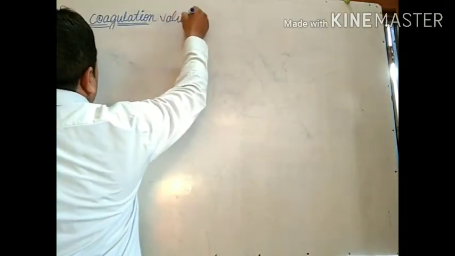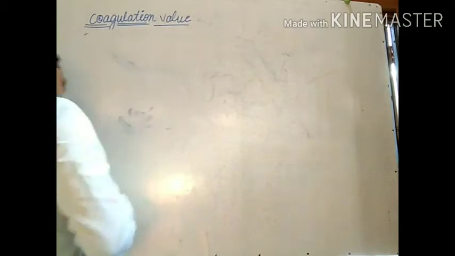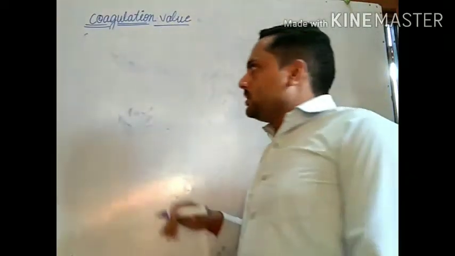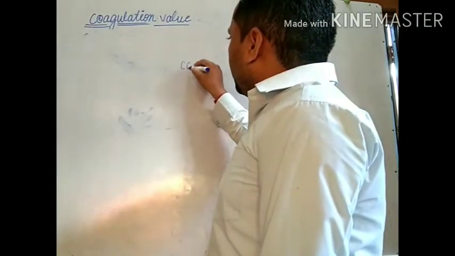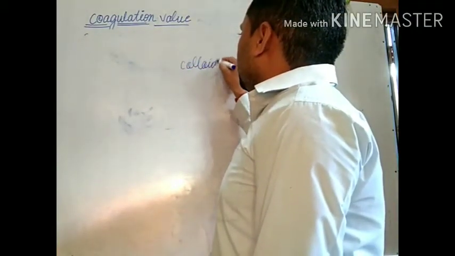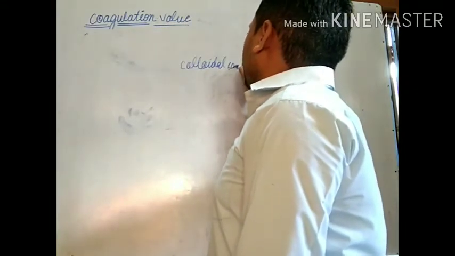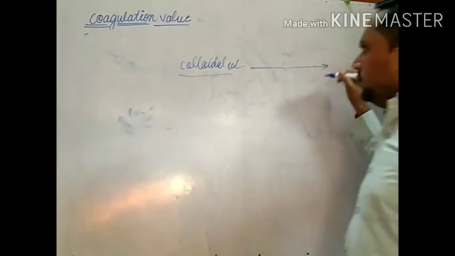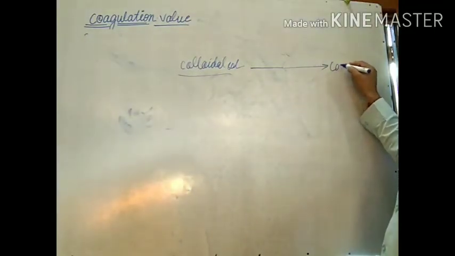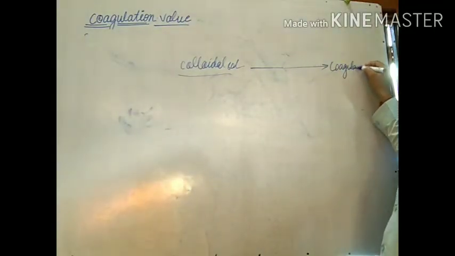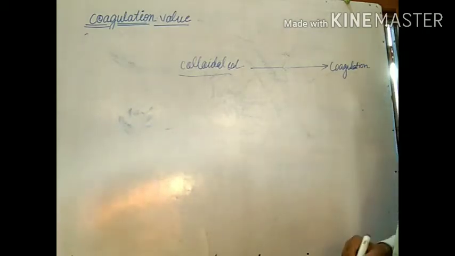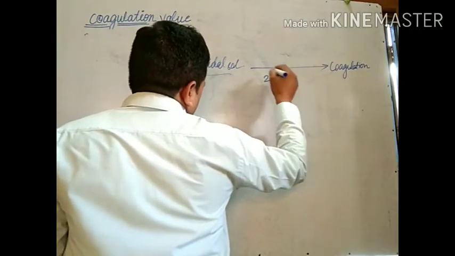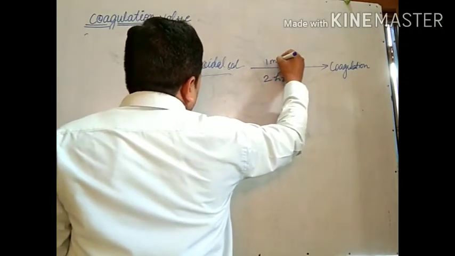Coagulation value. Okay. So what is coagulation value? I would like to tell you. Means a colloidal solution, with a salt, and for coagulation, in how much time? In 2 hours. How much? 1 milliliter.